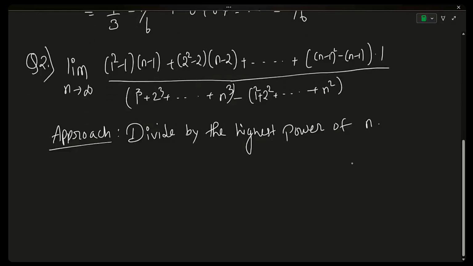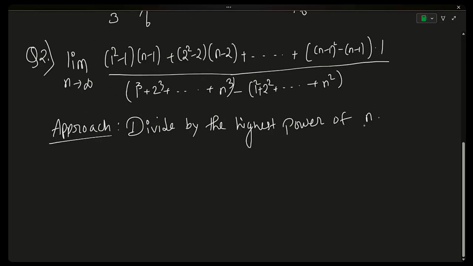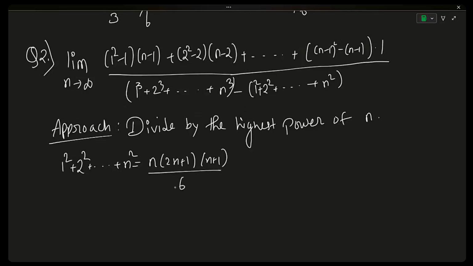Okay. Now if I want to find out what the highest power of n is from the numerator and from the denominator, first I need to know the value of the sums. So I do know that 1 square plus 2 square plus all the way up to n square, this is nothing but n into 2n plus 1 into n plus 1 by 6. This is a cubic term, right? If I talk about the cubic term sums, that is 1 cube plus 2 cube all the way up to n cube, this has a highest power of 4. So it's actually n square into n plus 1 whole square by 4. So it's a 4th degree. It's a 3rd degree term. It's a 4th degree term.